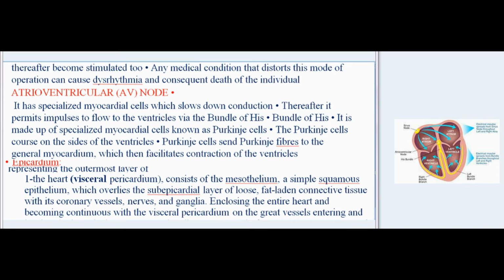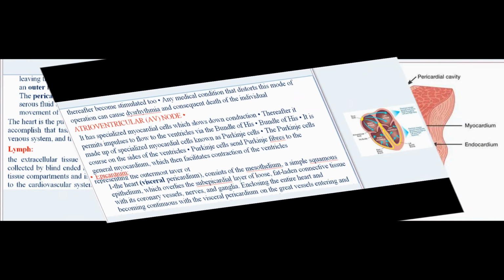Epicardium, representing the outermost layer of the heart. Visceral pericardium consists of the mesothelium, a simple squamous epithelium, which overlays the subepicardial layer of loose, fat-laden connective tissue with its coronary vessels, nerves, and ganglia.